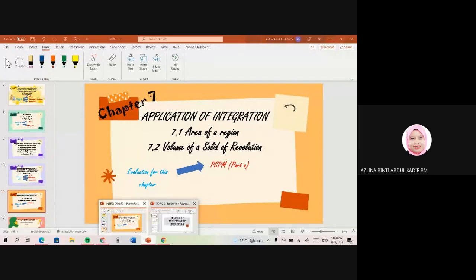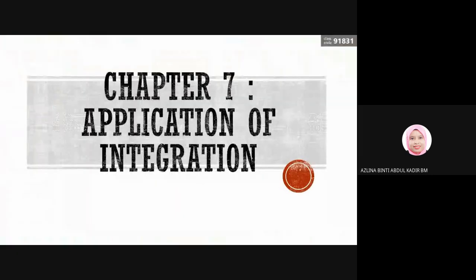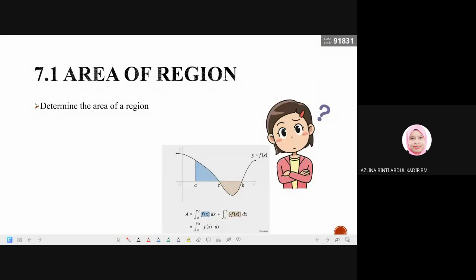Okay, so continue for chapter 7, application of integration. Okay, 7.1, area of region. At the end of the lesson, students should be able to determine the area of a region.